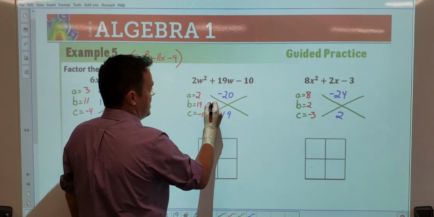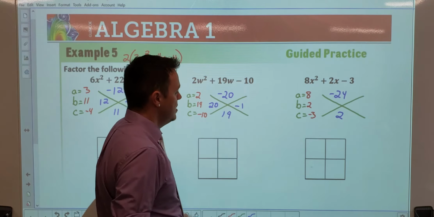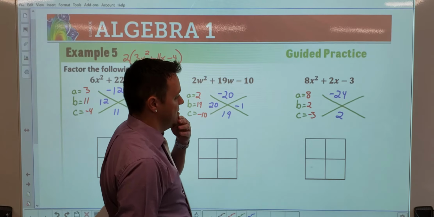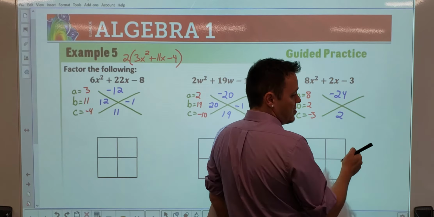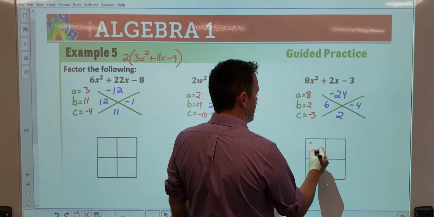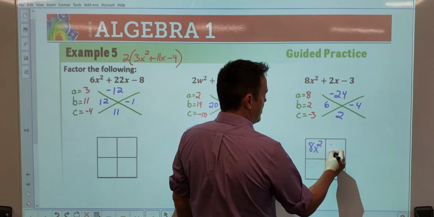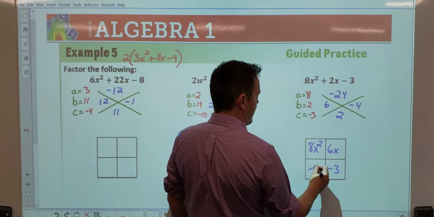And this one here would be the same style of setup. It would be 20 minus 1. So that way you guys know you get a positive 19. And this one over here, ladies and gentlemen, would be a 6, -4. All right, so now you fill in the squares. This is the first term. That's the last term. 6x and -4x.